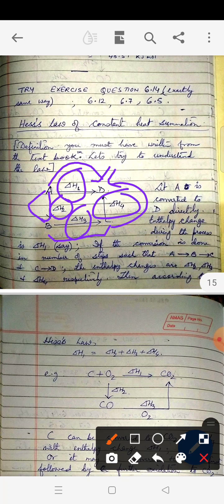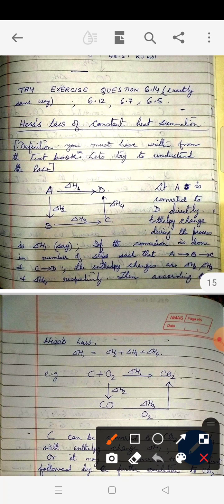Now, according to Hess's law, what we can write? Delta H1 is sum total of delta H2, delta H3 and delta H4. So we can understand what could be the definition of the law. If a reaction occurs in one step or in number of steps, the total heat change will be same.